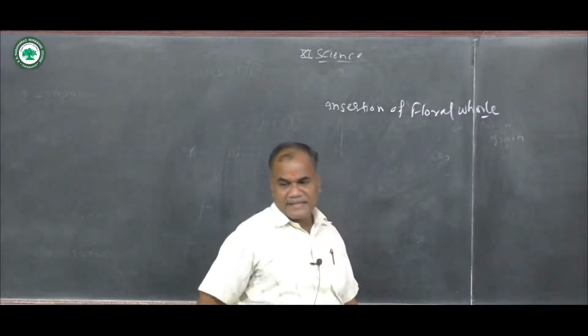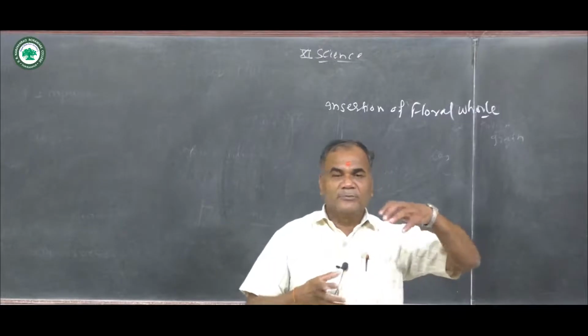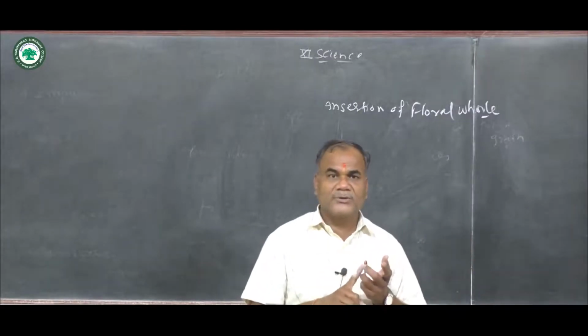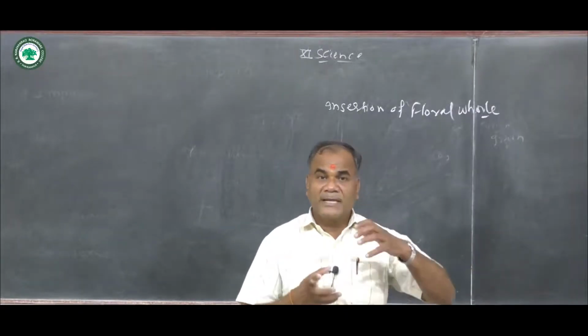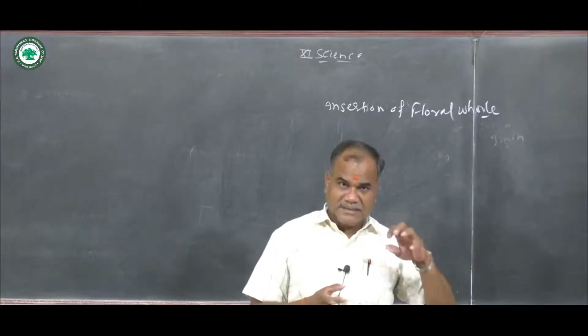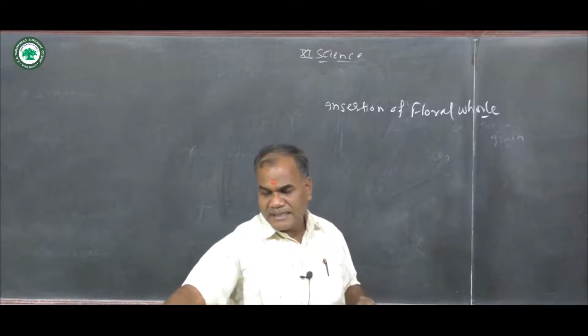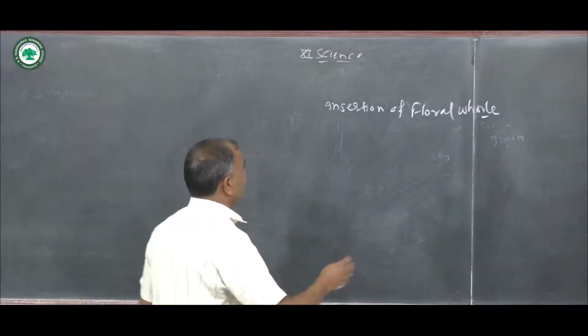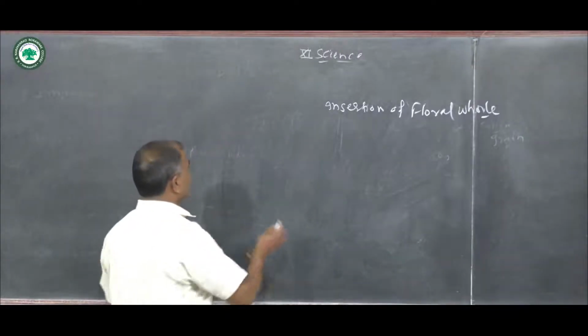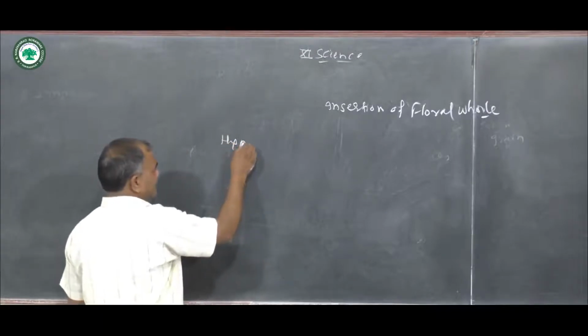Insertion means the arrangement. What type of arrangement? There are four whorls, calyx, corolla, androecium and gynoecium. But what type of arrangement of these whorls, sepals and petals will be found? There are three types of insertion of floral whorls. First see the hypogynous.